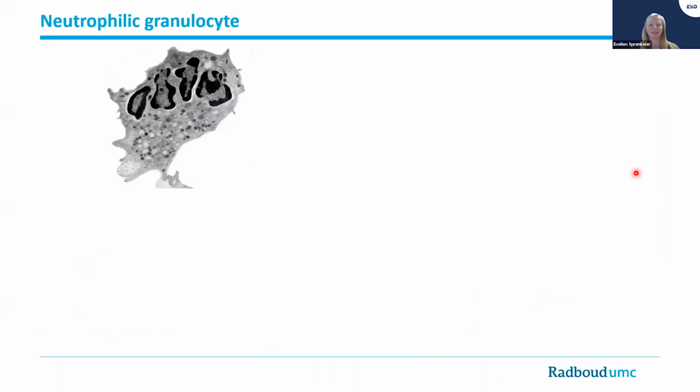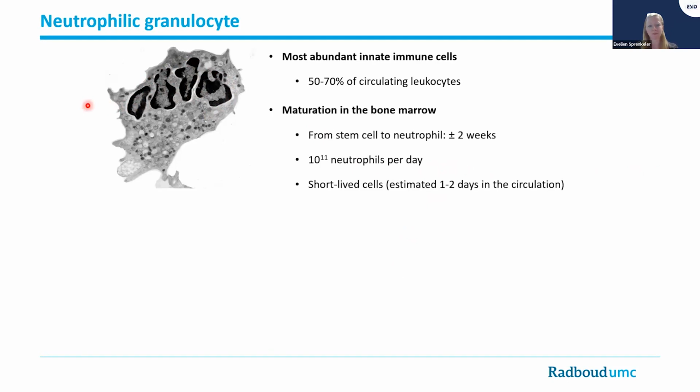Today I would like to talk about neutrophils. First, a small introduction about them. So they're also called polymorphonuclear cells because they have the multilobulated nucleus and they're part of the granulocytes. They're the most abundant innate immune cells, and 50 to 70% of the circulating leukocytes are neutrophils. They mature in the bone marrow, which takes about 2 weeks, and they're produced in massive amounts every day. It's estimated that this is around 100 billion per day, but this is also necessary as they're short-lived cells, and it's estimated they only live 1 to 2 days in the circulation.